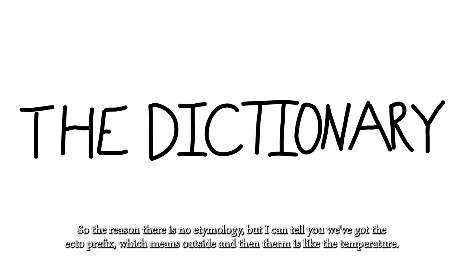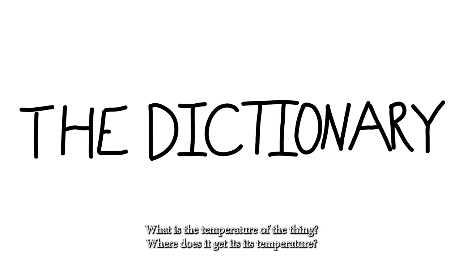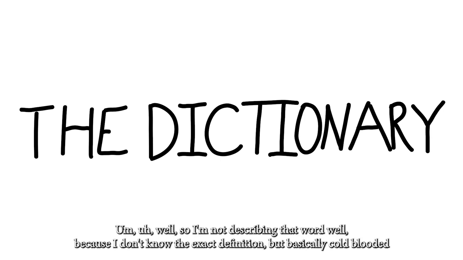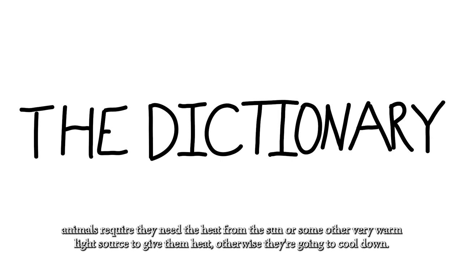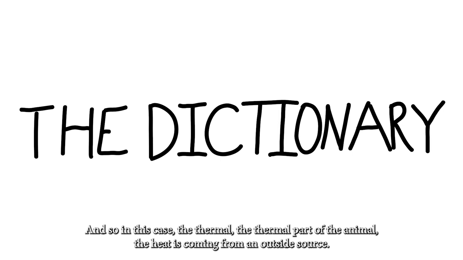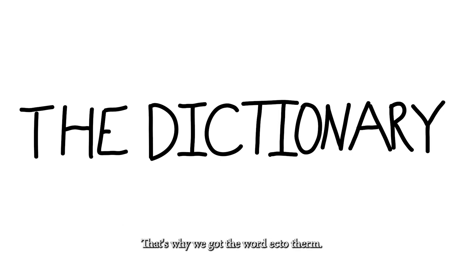So the reason, there is no etymology, but I can tell you. We've got the ecto prefix, which means outside, and then therm is like the temperature. What is the temperature of the thing? Where does it get its temperature? I'm not describing that word well because I don't know the exact definition, but basically, cold-blooded animals need the heat from the sun or some other very warm light source to give them heat. Otherwise, they're going to cool down. That's why you see a lot of them in the desert and stuff where there's a lot of heat and sun. And so in this case, the thermal part of the animal, the heat, is coming from an outside source. That's why we got the word ectotherm.